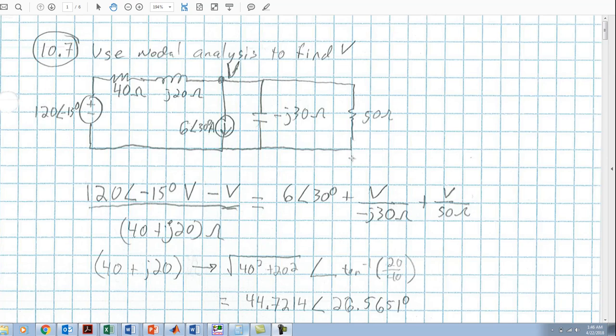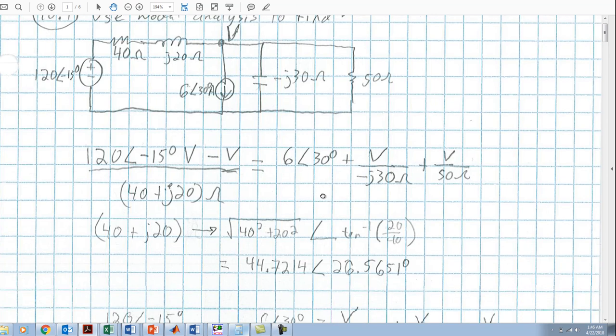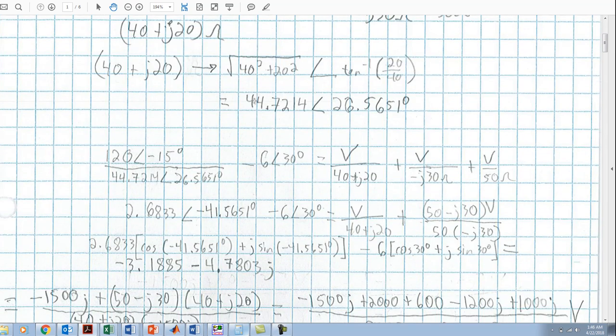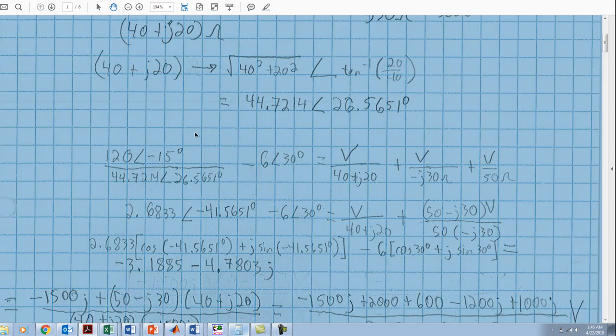And so what we can do here in order to divide this phasor by this complex pair is go ahead and convert the complex pair here into a phasor. And so we're converting 40 plus j20 into a phasor. Here we're finding our R value, here we're finding the angle. And so what we get there is 44.7214 phasor symbol 26.5651 degrees.